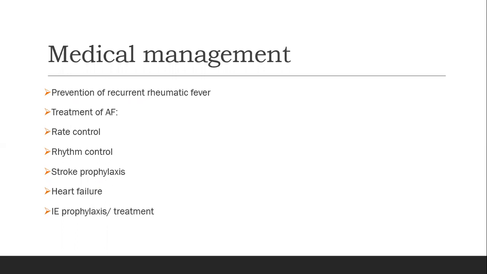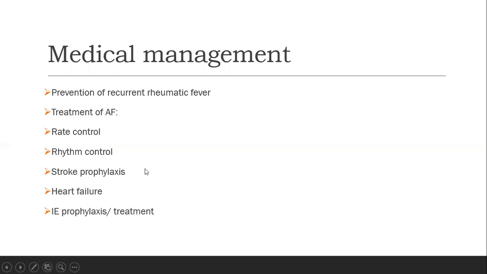Either I can give beta blocker or calcium channel blocker. The digoxin should be given in the presence of heart failure. I'm not going to tell the doses because if I tell you, definitely you'll get confused. Once you become CRRS, you can remember the dose, but never forget the drugs. A patient in MS coming with atrial fibrillation, beta blocker or calcium channel blocker is the drug. Digoxin is given in the presence of heart failure. Rhythm control, again, the same drugs can be used. Other drugs like amiodarone can be used.